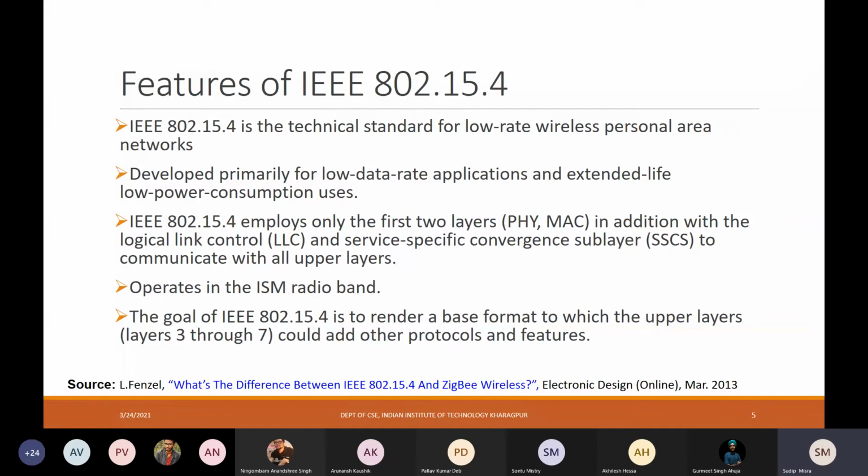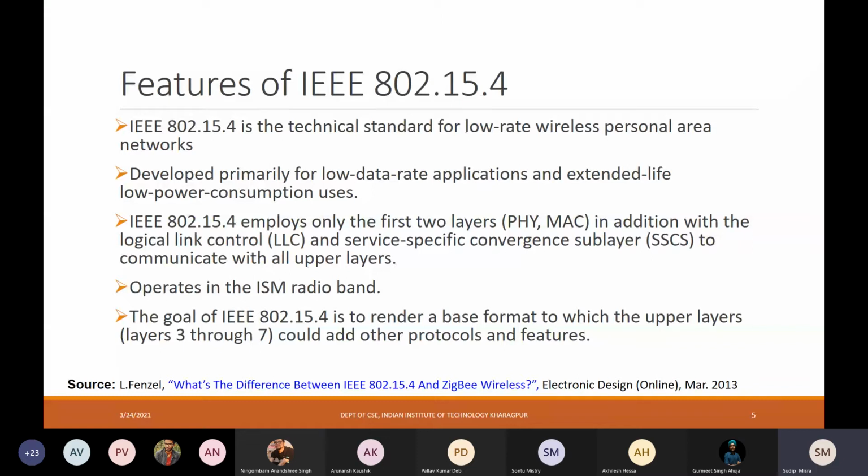It operates in the ISM radio band, which I think all of you already know. What is the full form of ISM? No one? Industrial, scientific, and medical. Correct. Very good, Sontu. So this is the ISM radio band. It's free; it's not a subscribed band, and we can use it for communication.